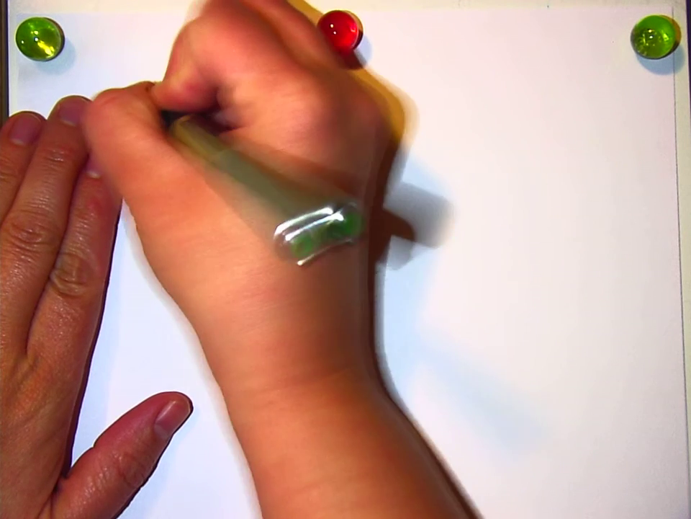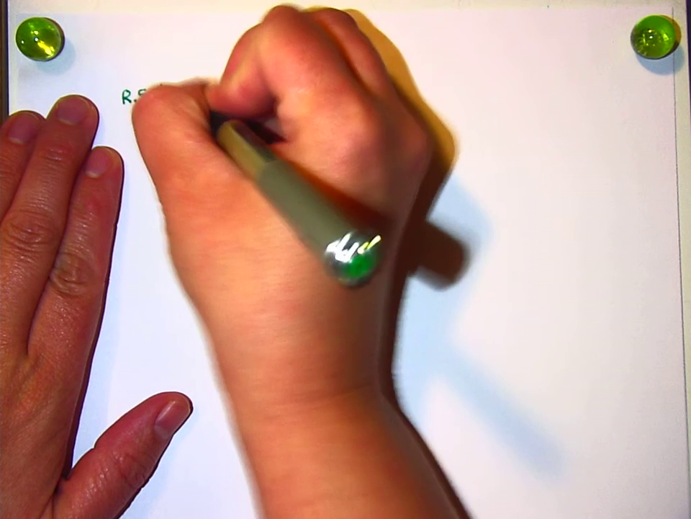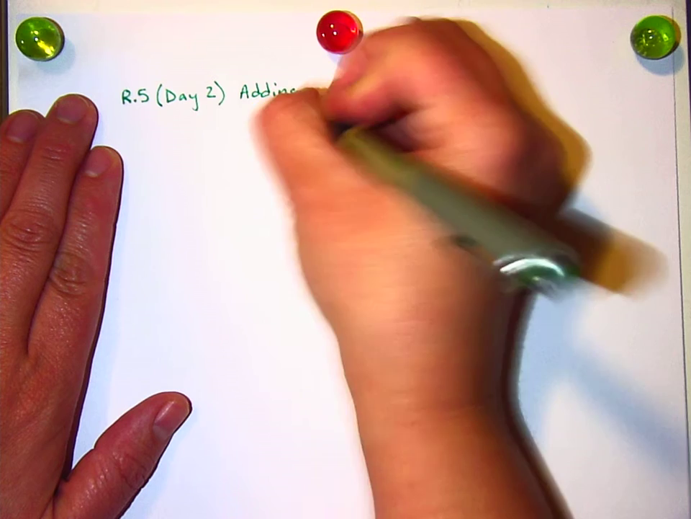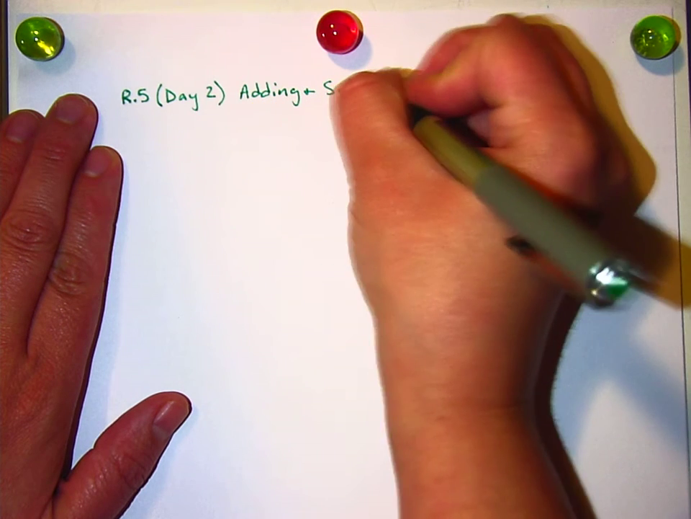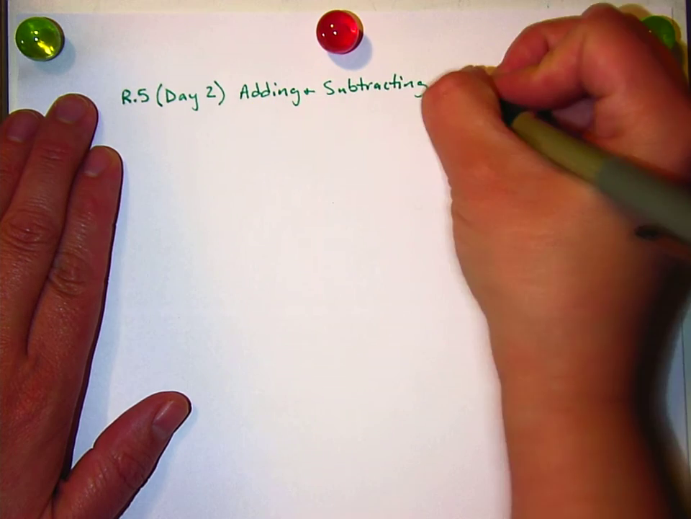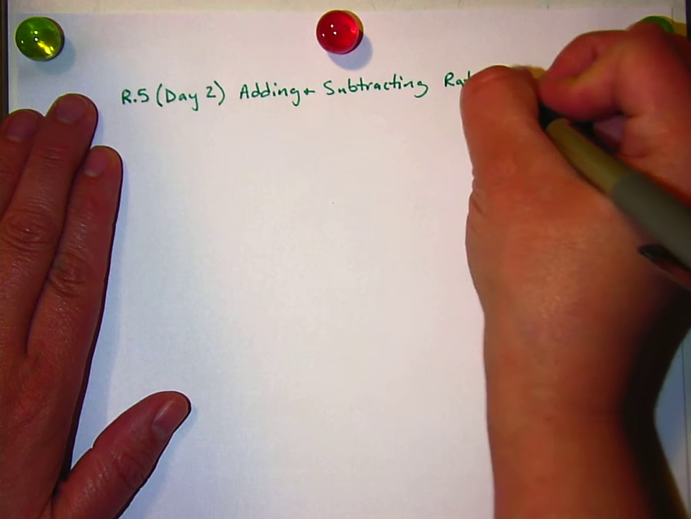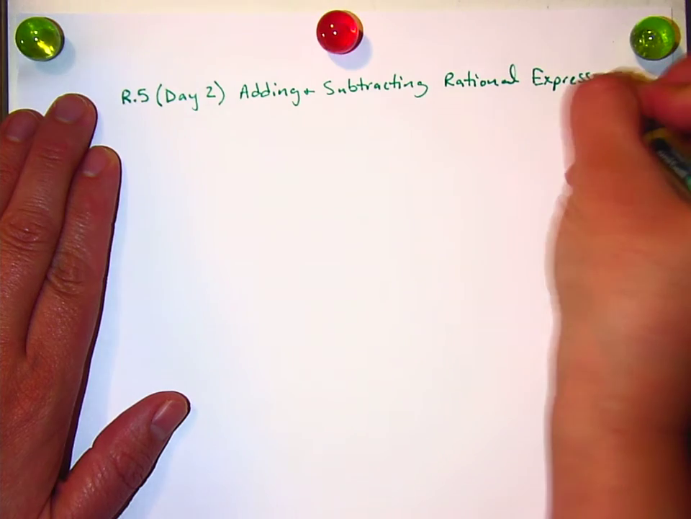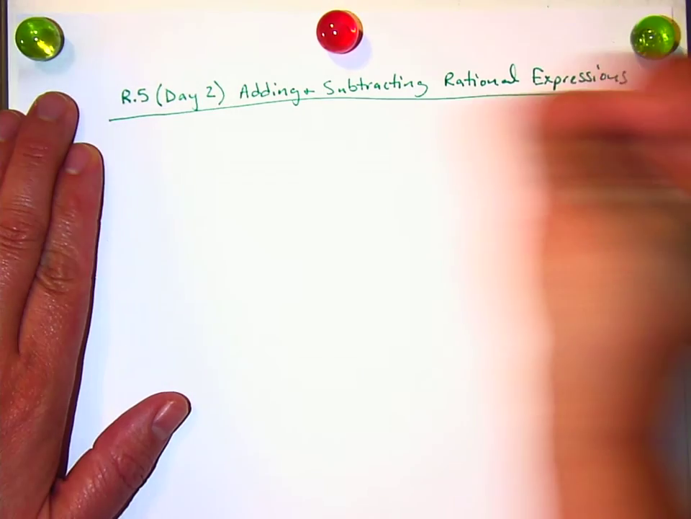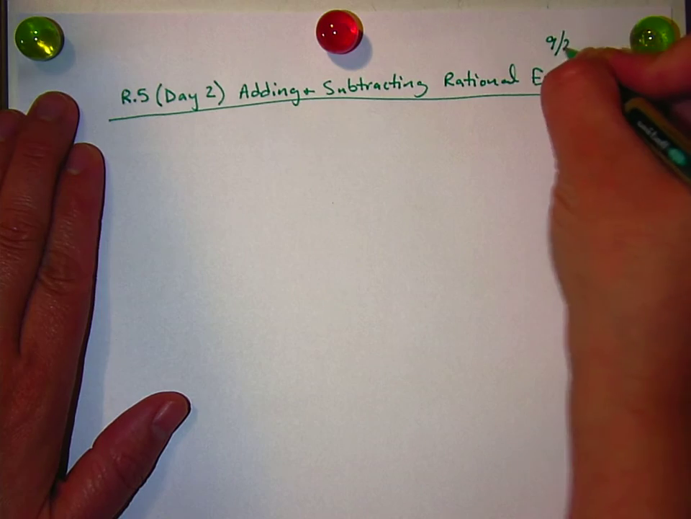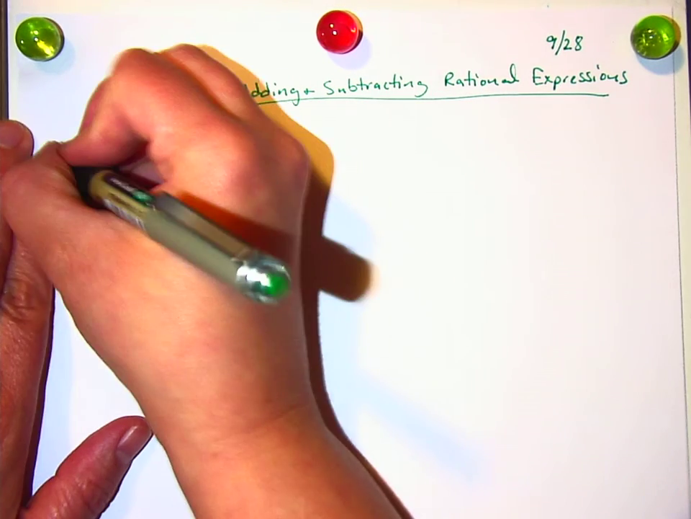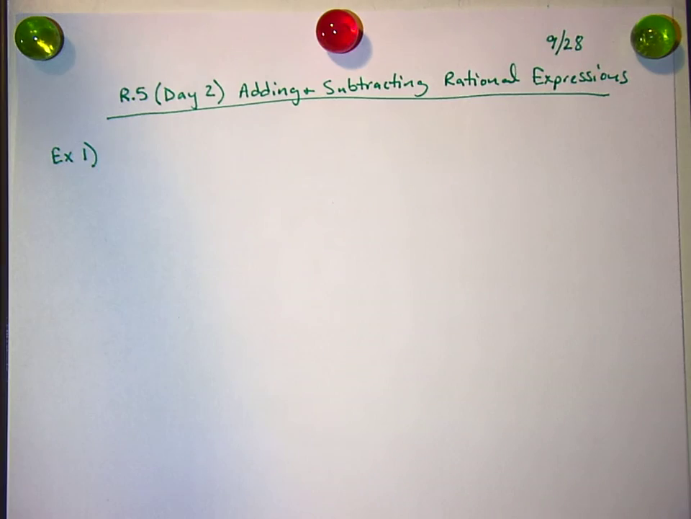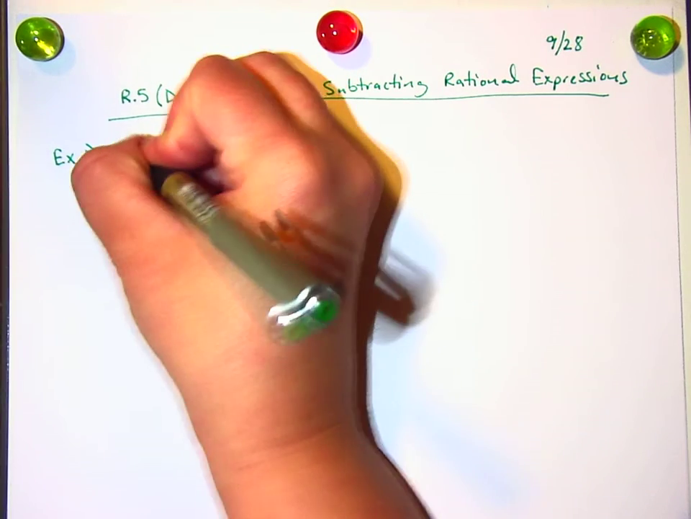So today we're doing the second half of our 5. It's all about adding and subtracting rational expressions. Okay, so we're only going to do 3 examples today, and you can get going on your homework right away, so it shouldn't take too long.